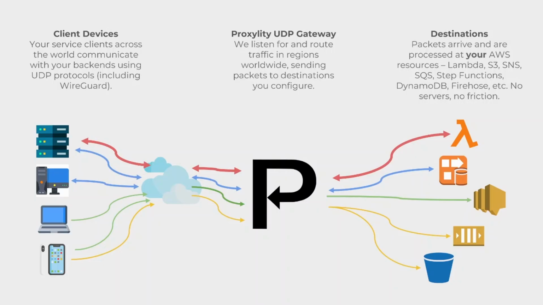Your compute resources in Lambda or Step Functions may process and respond to packets with custom logic. Simultaneously, traffic can be multiplexed to storage resources and downstream asynchronous processing. Communication may include common standard UDP-based protocols or proprietary ones. And your data is always under your control and never retained by Proxylity.